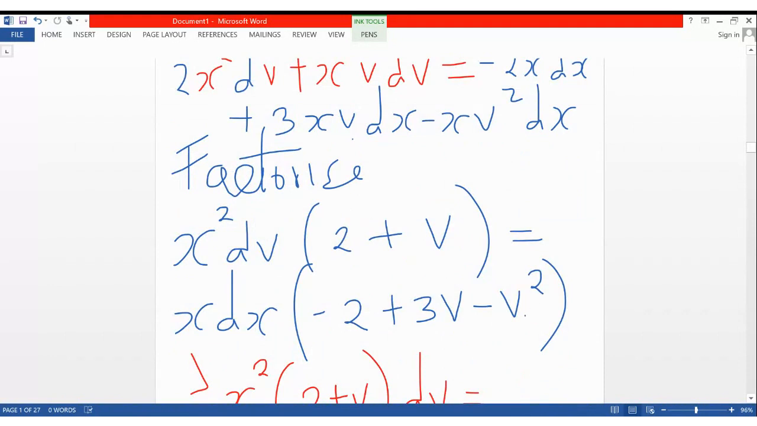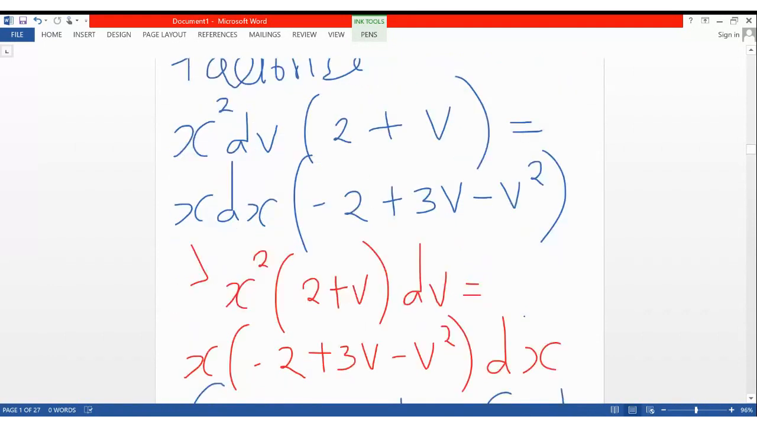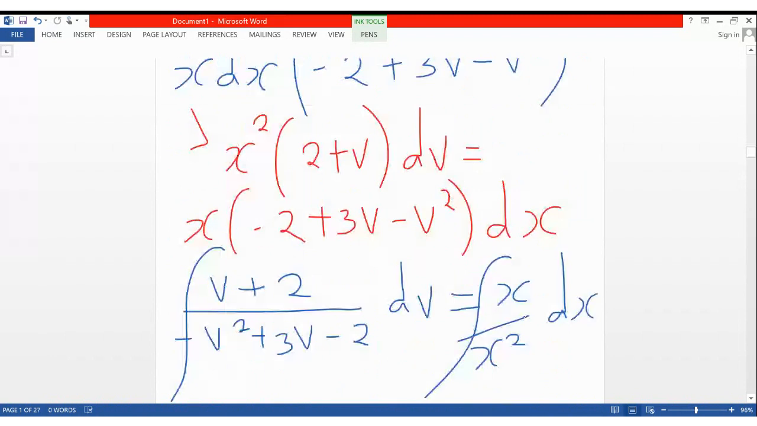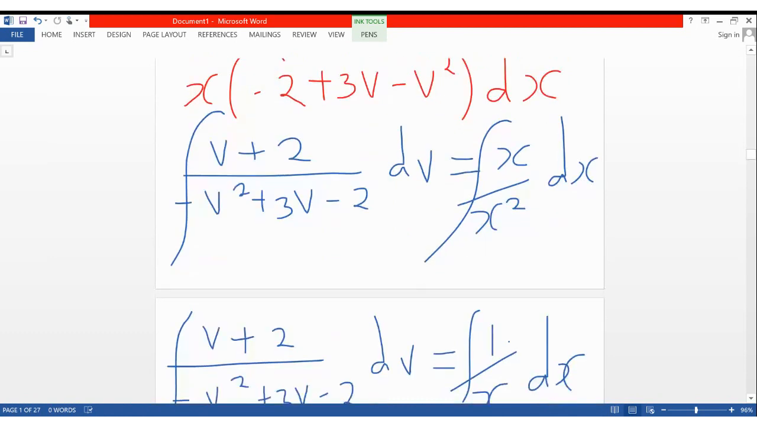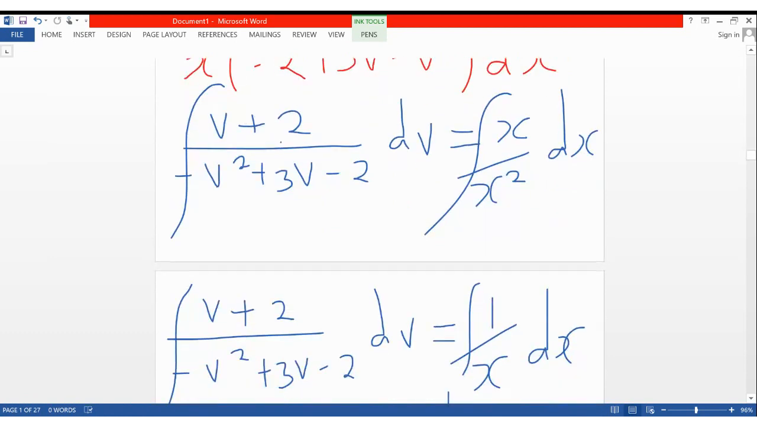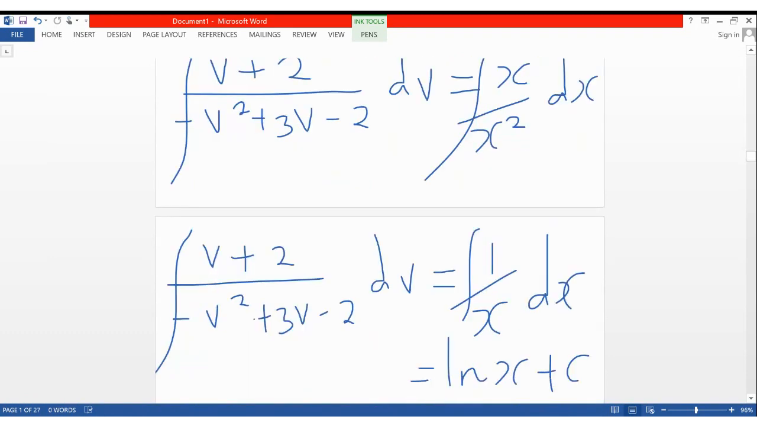Now from there is separation of variables. So the whole of this one, negative 2 plus 3v minus v squared, will go on the side of dv. So you divide, it will come this side. Now the x squared will come on the side of dx, so I'll have to divide with x squared here. When you simplify that one, you get 1 over x. This one you remain with v plus 2, and then negative v squared plus 3v minus 2.